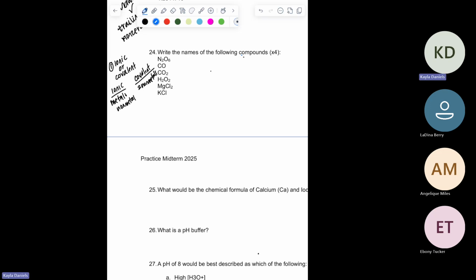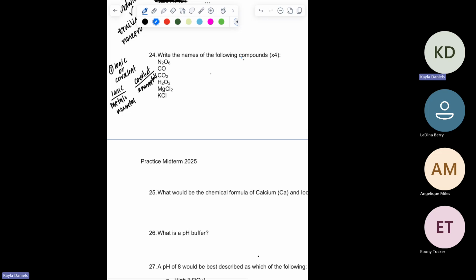I'm just going to go down first and identify. Nitrogen and oxygen, those are both nonmetals. They're on the right side of that stair step. So this is a covalent compound. Carbon and oxygen, both nonmetals, so this is covalent. Carbon and oxygen, again, just in a different ratio, that's covalent. Hydrogen and oxygen, both nonmetals, this is covalent. Magnesium and chloride, this is ionic. Magnesium is a metal. Potassium and chloride, this is also ionic. Potassium is a metal.